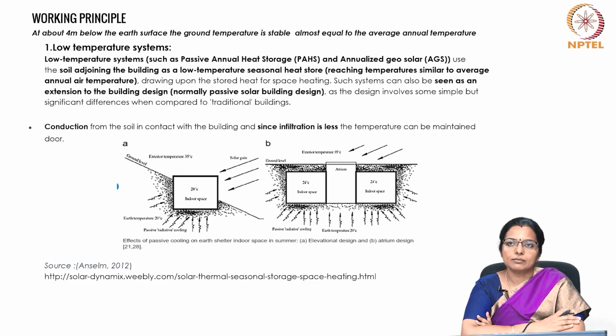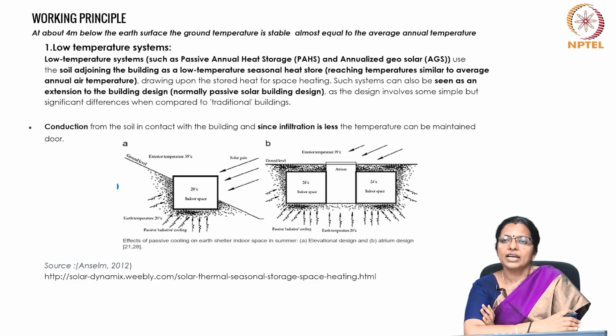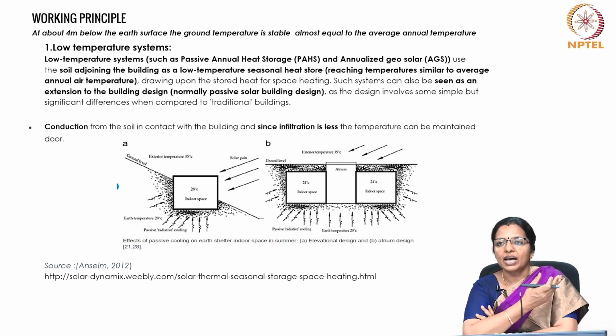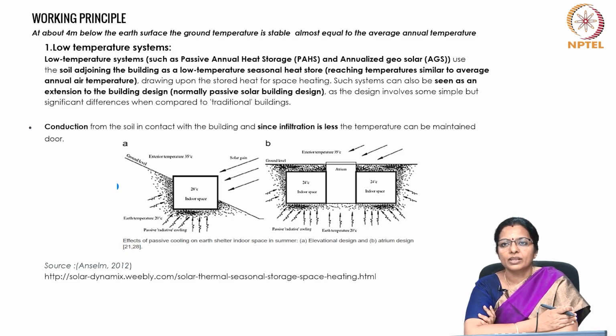Low temperature systems such as passive annual heat storage and annualized geosolar use the soil adjoining the building as a low temperature seasonal heat store, reaching temperatures similar to average annual air temperature, drawing upon the stored heat for space heating. Such systems can also be seen as an extension to the actual design of the building, as the design involves some simple but significant differences when compared to traditional buildings.